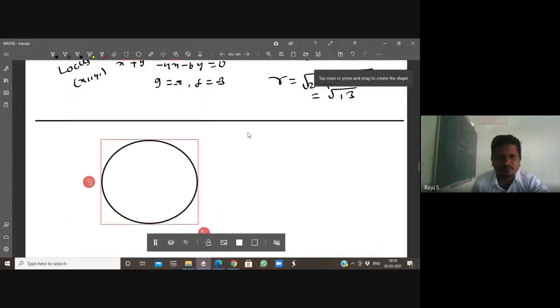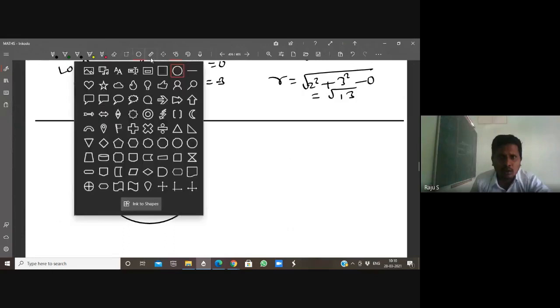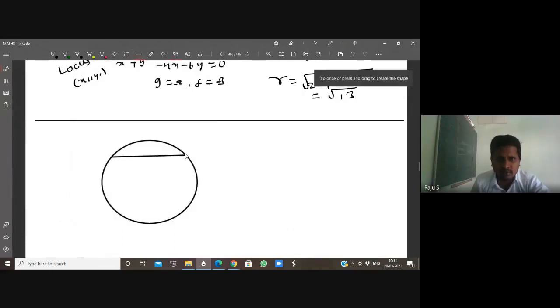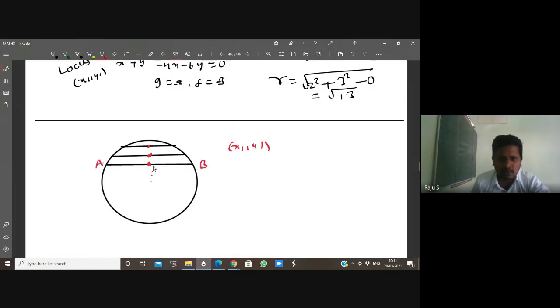I'm taking a circle. Locus of midpoint: if I take the chord, this one, and if I take another chord like this, another chord like this. The locus of midpoint means like that. So this is the midpoint. Anyhow, you can take any one of the midpoints like x1, y1. I need to take this chord AB, where this is B and this is the midpoint, which I'm taking as x1, y1.